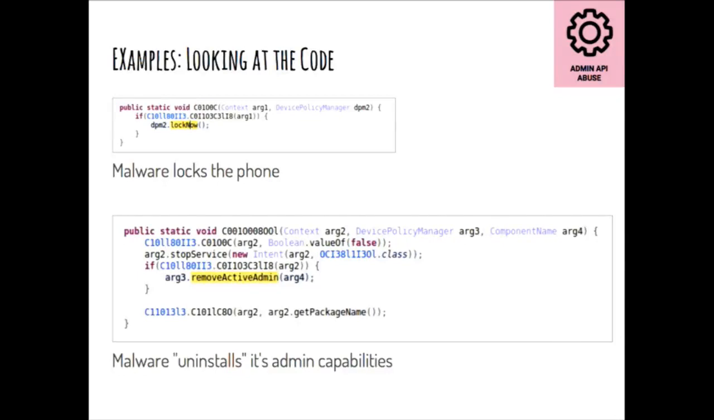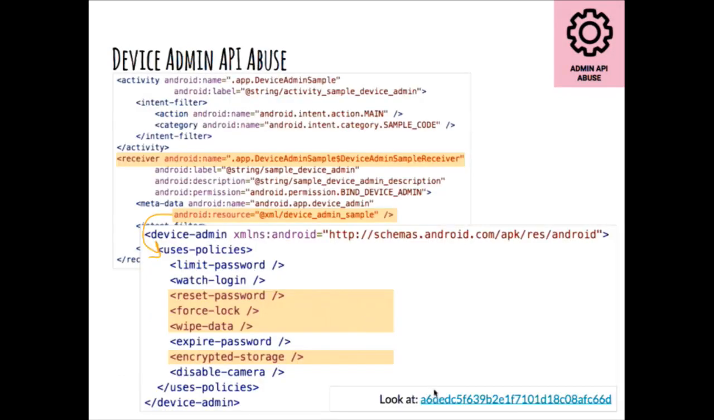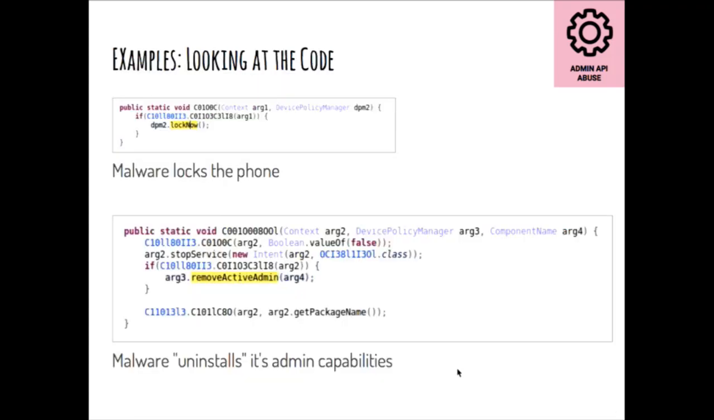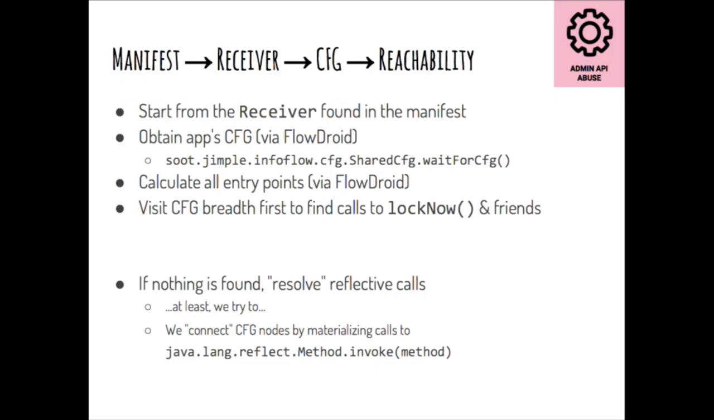So if we look at the code, for example, here I gave you the reference to the hash. If you want to reverse this sample, you will find out that at some point it is calling the lock now function that is effectively locking out the device, as I told you before. Interesting, I also found that this sample has an uninstallation feature that is remove active admin, which means that it's removing its admin capabilities, essentially releasing the device.